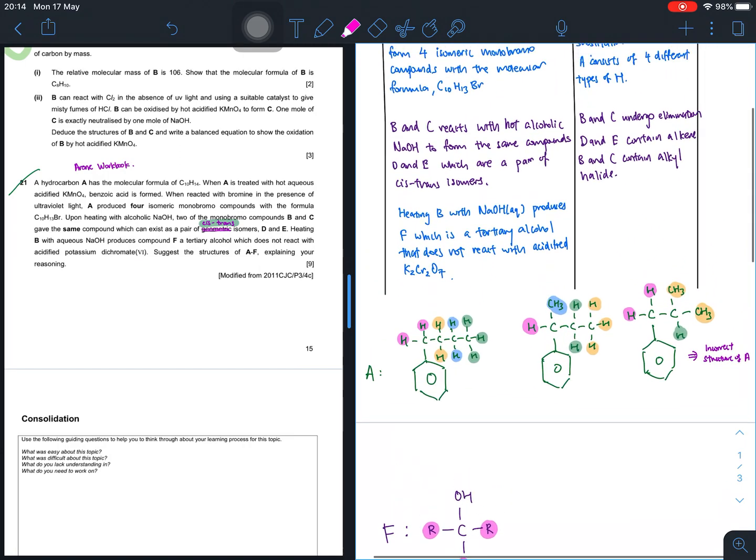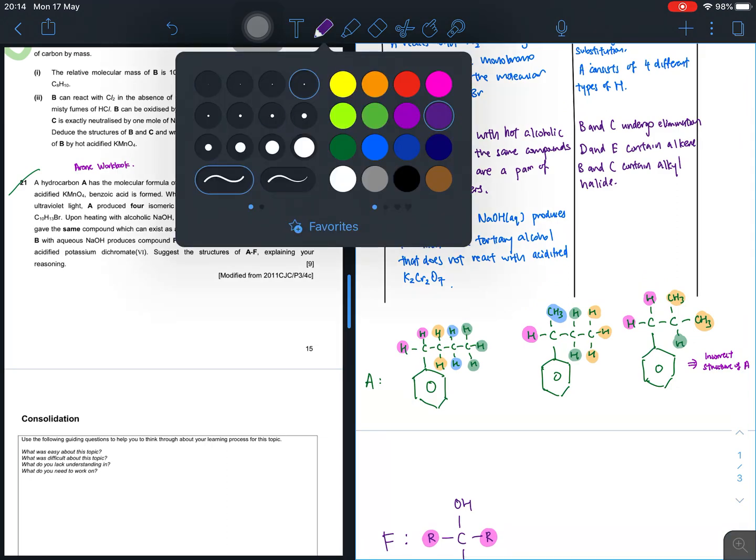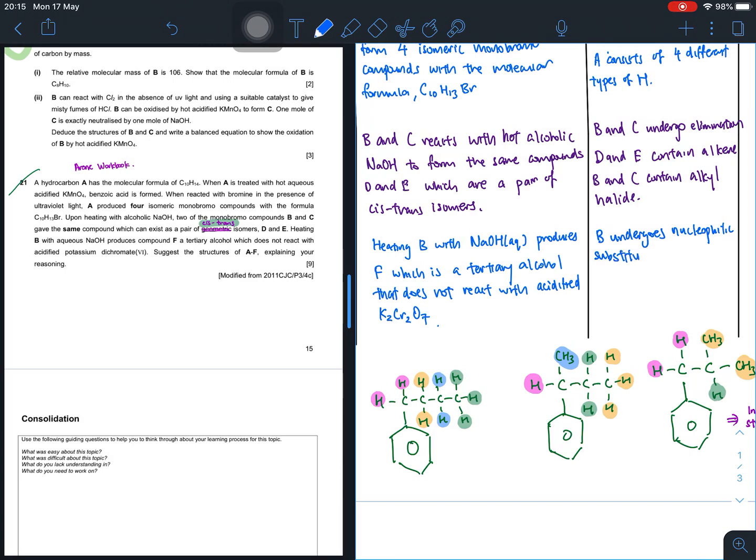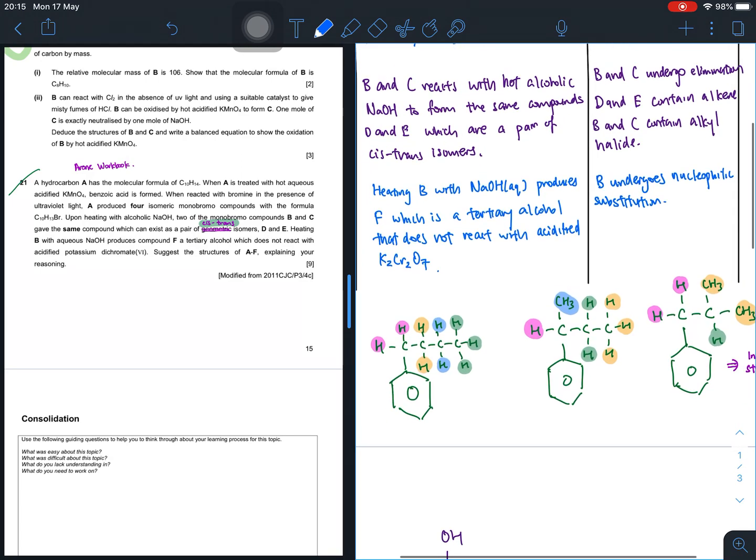Okay, and what we can infer is actually the fact that the reaction that it undergoes is that B undergoes nucleophilic substitution, given that we have already known it's an alkyl halide. Okay, to form an alcohol, this is a nucleophilic substitution that we've learned. Okay, F is a tertiary alcohol that does not react with acidified K2Cr2O7. This is what you've learned in hydroxy compounds, which is the fact that F does not undergo oxidation. So that is something that you can deduce as well.